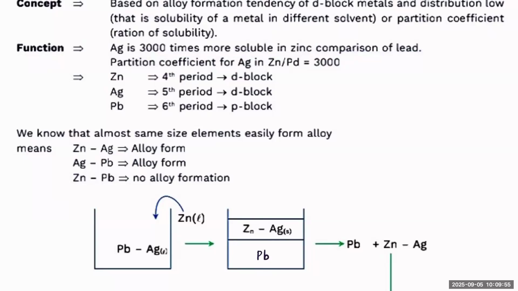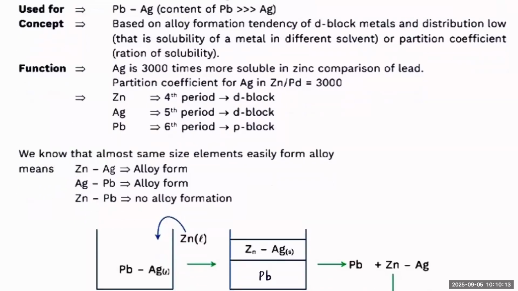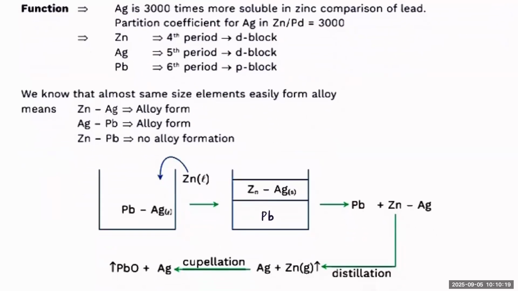This comes with the part of an alloy nature. Alloy nature happens more easily when the sizes are more comparable. Silver and zinc size is more comparable. They have similar properties as compared to that of lead. That's why silver will have more solubility with zinc as compared to that of lead. So in that case, what would happen?